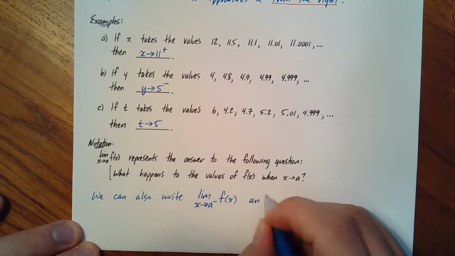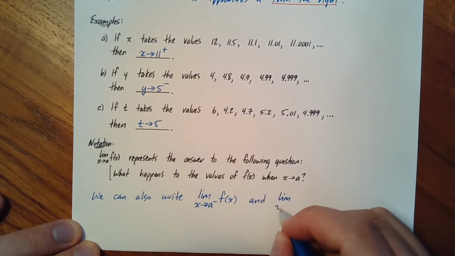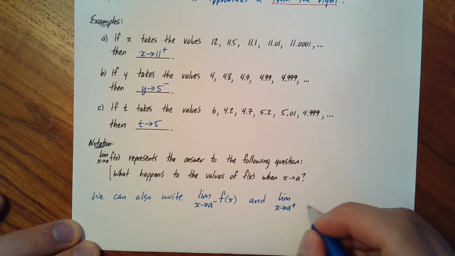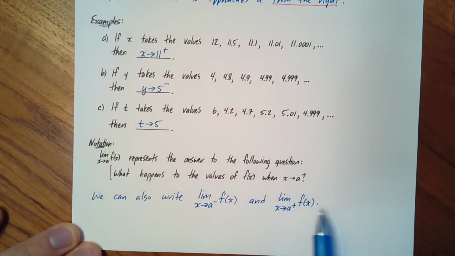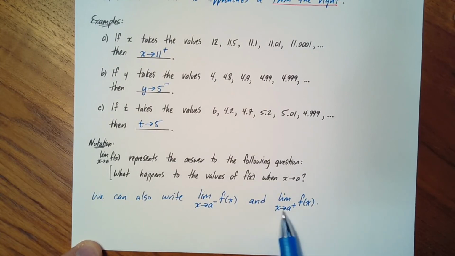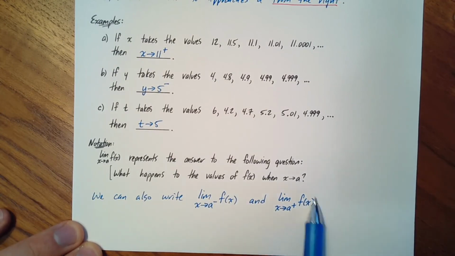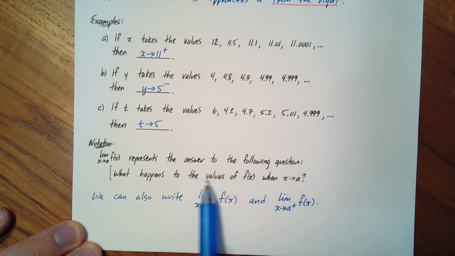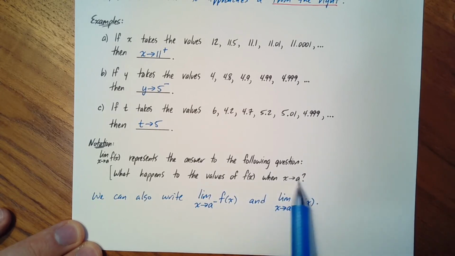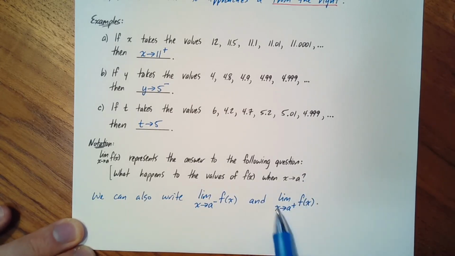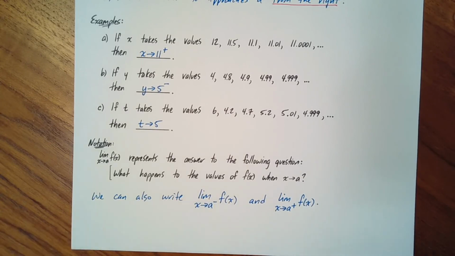I can also write the limit as x approaches a from the right of f of x, and really this just means what happens to the values of f of x as x approaches a from the right. So again, just to practice formulating this, you would just take this exact sentence, what happens to the values of f of x when x approaches a, but you just put a plus here, as x approaches a from the right, and that would give you the meaning of this notation. Okay, so in the next clip we'll do some examples of this.